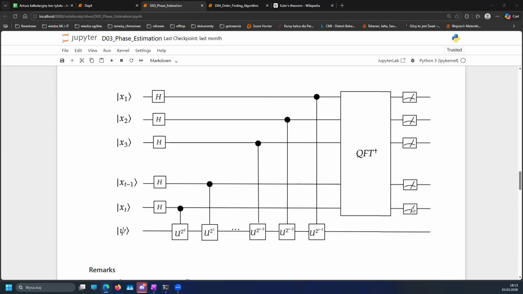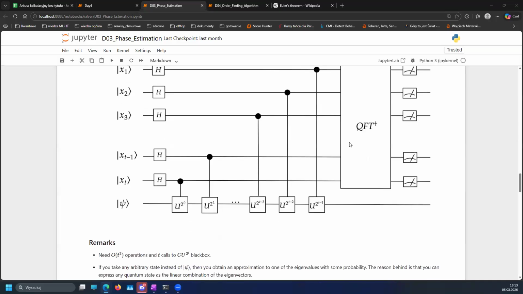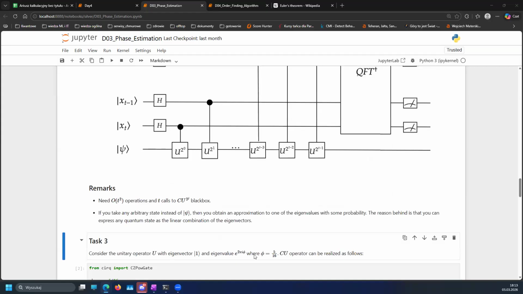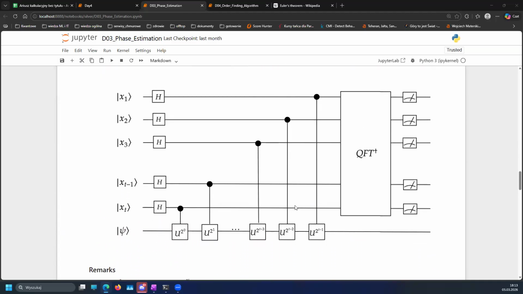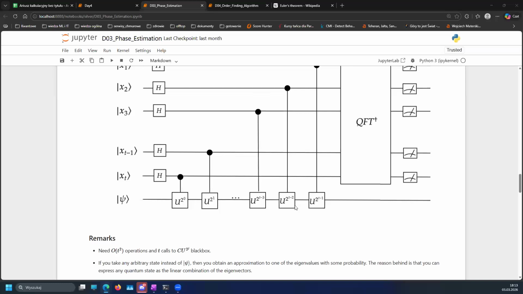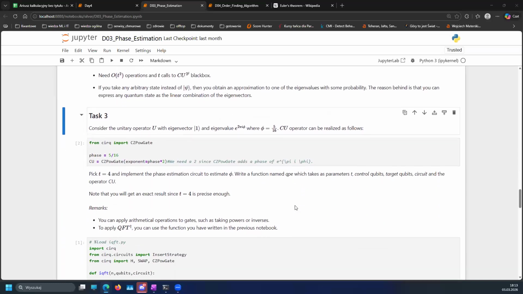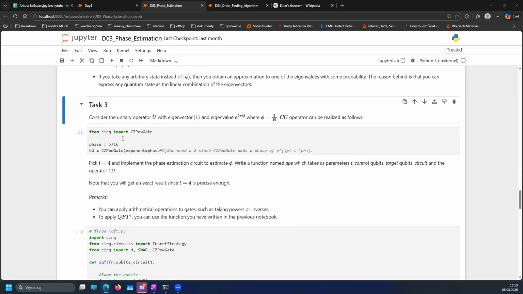And then we measure it, yes? And this way we would obtain the angle of rotation. And as we know the angle of rotation, we can calculate the eigenvalue itself. Okay, so now let's move on to the task.